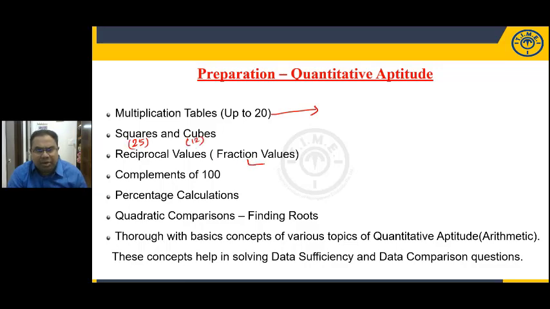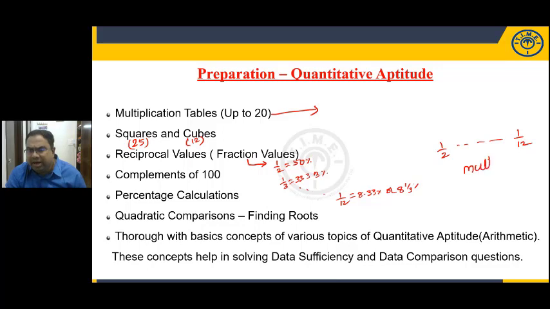Fraction values, reciprocal values. What are these fraction values? 1 by 2, 50%. 1 by 3, 33.3%. 1 by 4, 25%. So on. 1 by 12, 8.33%, or I can say 8 1 by 3%. From 1 by 2 to 1 by 12, including their multiples, you have to study. Multiples are also compulsory.